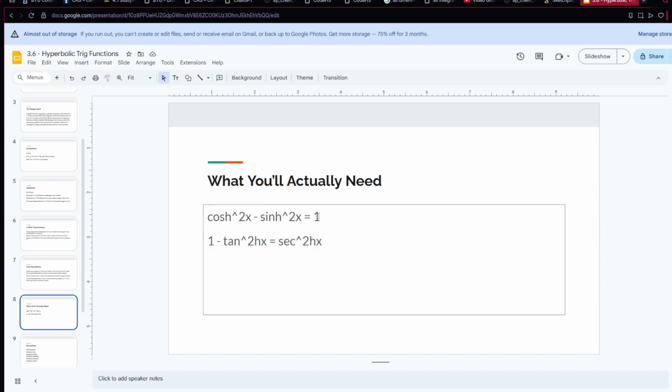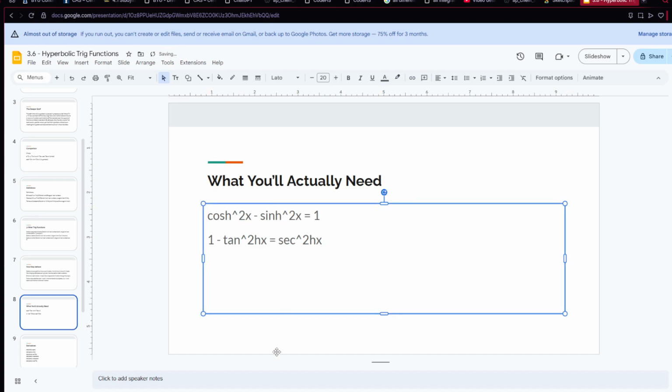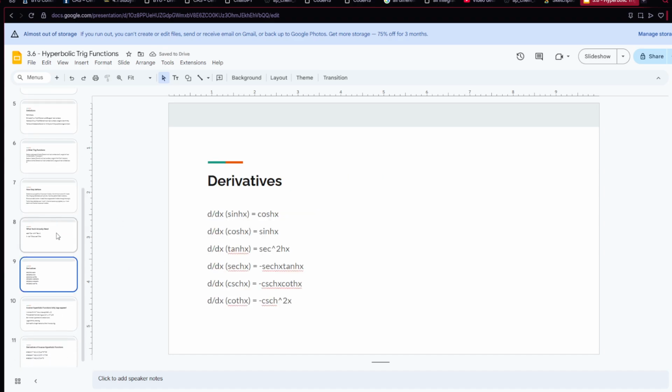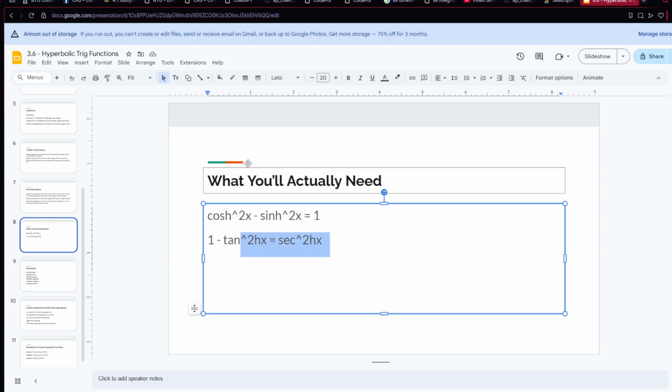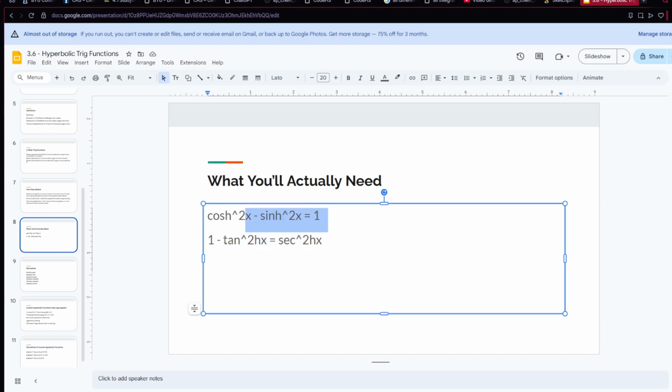Here, these are just the identities that are really similar. This one is much like the cosine squared x identity. And the bottom one is just what happens if you divide cosine squared x on both sides. Yeah. And again, the beautiful thing is here, the vertical asymptotes are still preserved. Here there are no vertical asymptotes. Here there are vertical asymptotes.